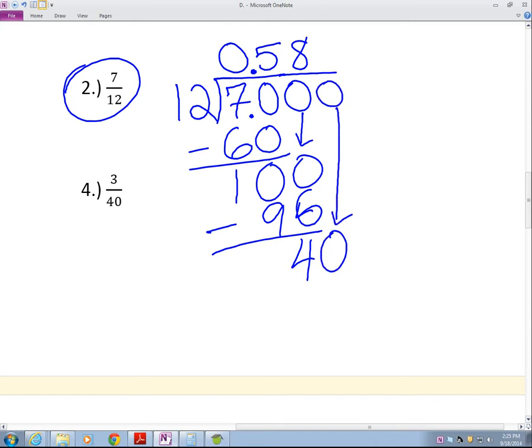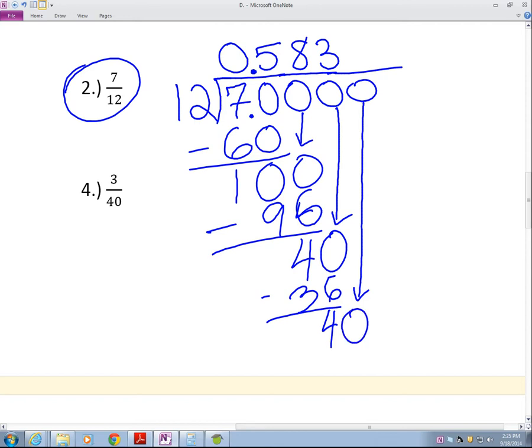40. 12 goes into 40. How many times? 3 times. 36. 4. Uh-oh, it doesn't go into 4. No, it would be 58. Now, this is the point where you should be like, hold up. You should know that there's something that's not right, because you just subtracted something and got the same exact number.